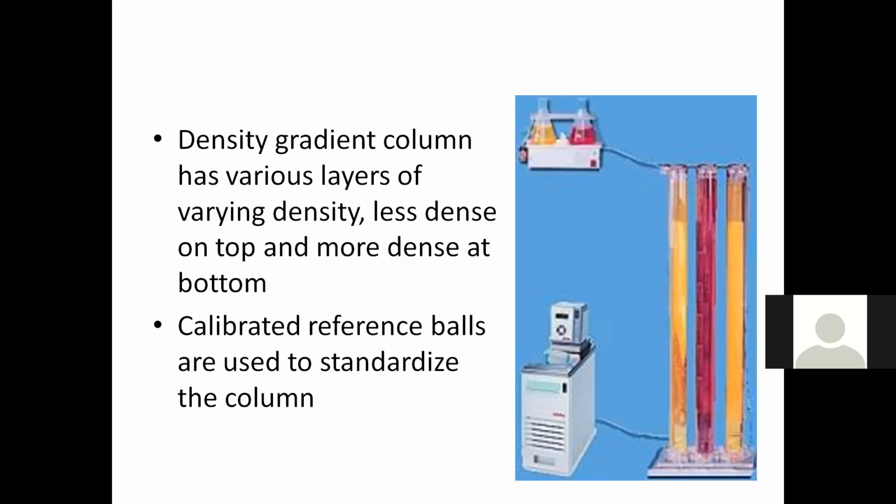Partially miscible liquids are used. If they are completely mixable with each other, then layers will not form. And if they are immiscible with each other, then layers will not form. So partially miscible liquids are used to form the column. Now calibrated reference balls are used to standardize the column. I have already mentioned this point.